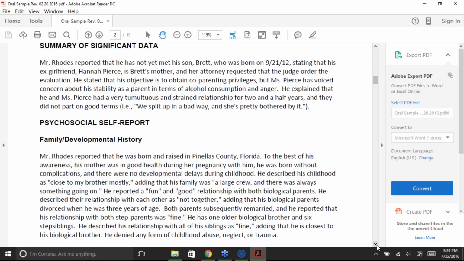Now, I threw in that we split up in a bad way and she's pretty bothered by it. I think it's good periodically to throw in direct quotes of clients because sometimes when we're summarizing a client's perspective or statement, opposing counsel could really raise the question of, is this really what the client said or not? So you'll see at various points in the evaluation, when I think it's really important to do it, I will use direct quotes from clients, but of course use them sparingly.